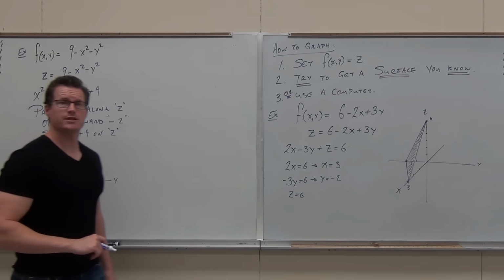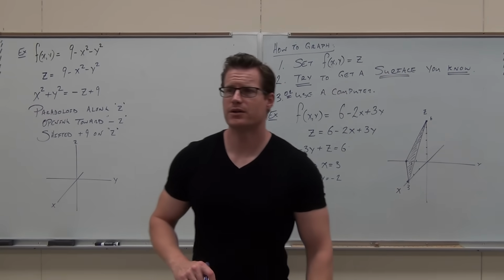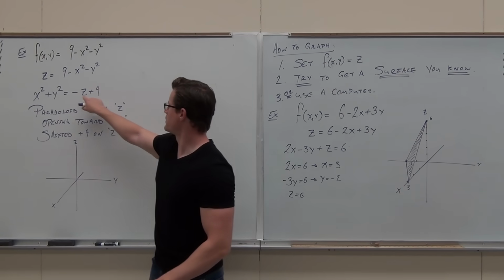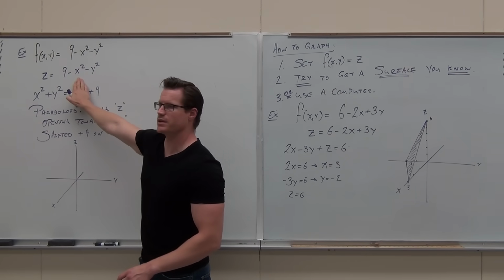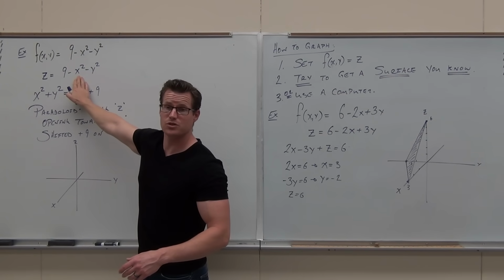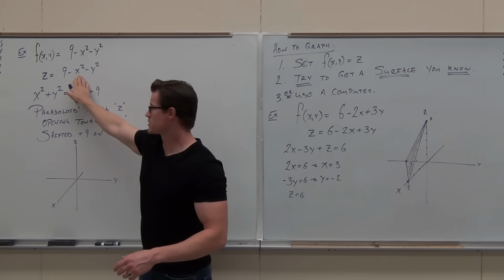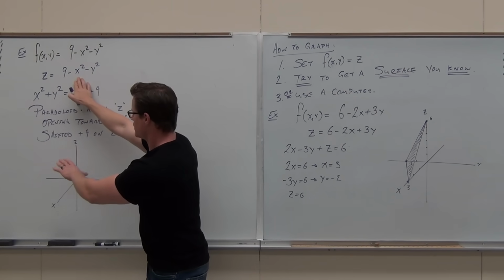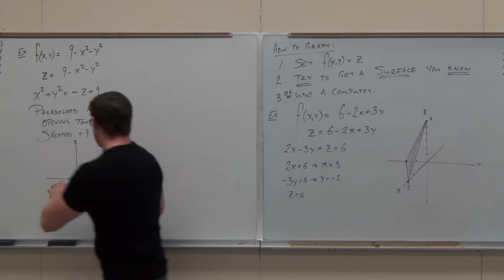Do you remember how to find a trace? How you find a trace is if you plug in for this variable 0, what trace is that? Just plug it in, it's covered up. What trace is that? Come on, people, shout it out to me, I can't hear you. Circle, radius of? 3. So at the xy plane, which is z equals 0, we got this.